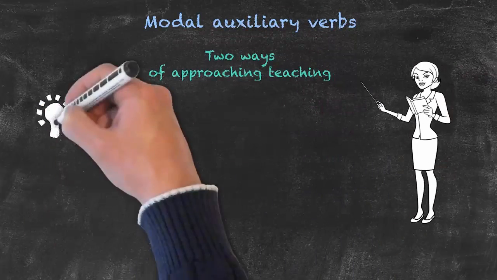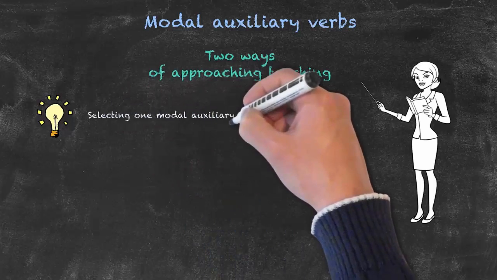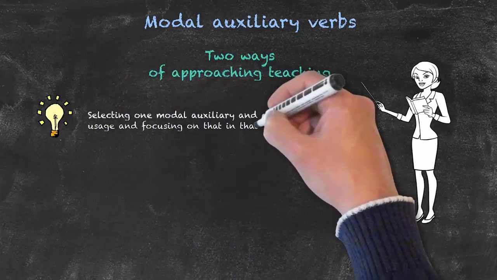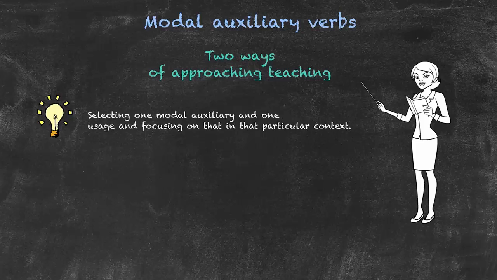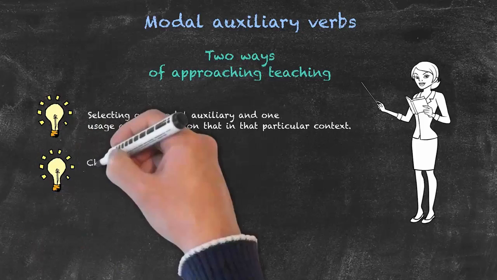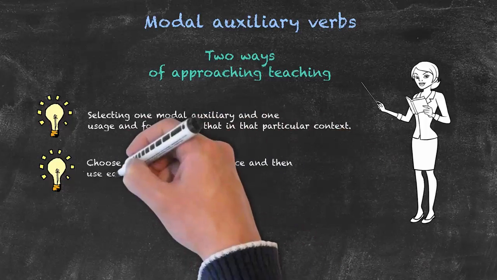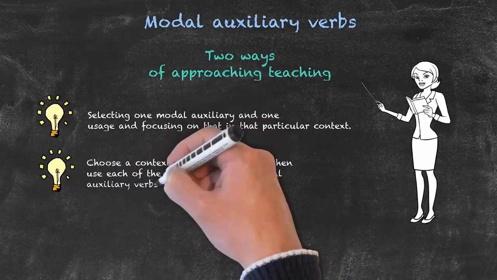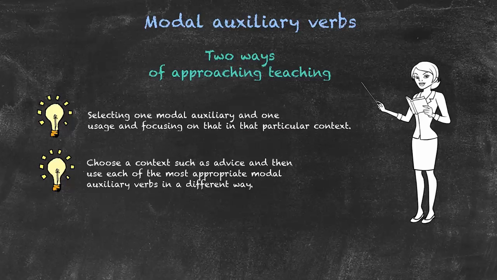One is by selecting one modal auxiliary and one usage and focusing on that in that particular context. Another way, especially when you teach higher level students, is to choose a context, such as advice, and then use each of the most appropriate modal auxiliary verbs in a different way to show how the different modal auxiliary verbs can be used for various other usages, not just the most current one.